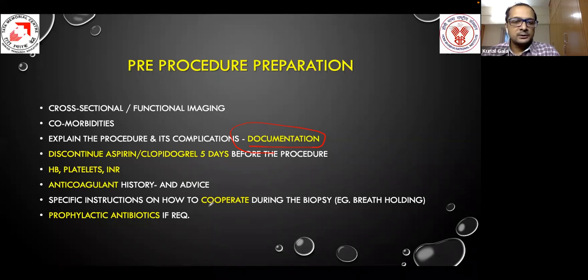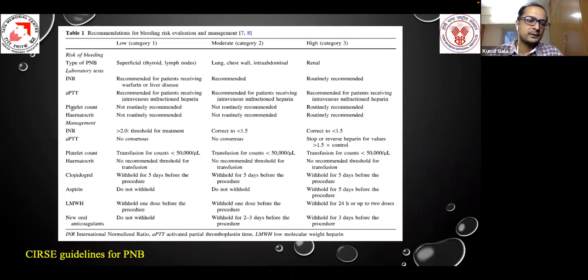The patient needs to be instructed regarding cooperation during the biopsy, the breath hold during the biopsy, if required. For example, when we are performing a biopsy of the lung bases, that is the time when the patient needs to be cooperative, and a prophylactic antibiotic if required. When you are doing a transrectal biopsy, that is for prostate or a cervical lesion for recurrence, that is the time we need to instruct the patient regarding the antibiotic prophylaxis.